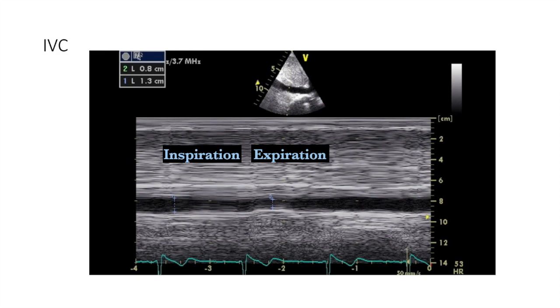Looking at the IVC is really important, and I'll talk about that later and what that means, but it gives you some information of right atrial pressure and therefore right ventricular filling pressure. And if there's disease of the right ventricle, this is likely to be elevated, the right atrial pressure is likely to be elevated, and therefore the IVC becomes dilated.